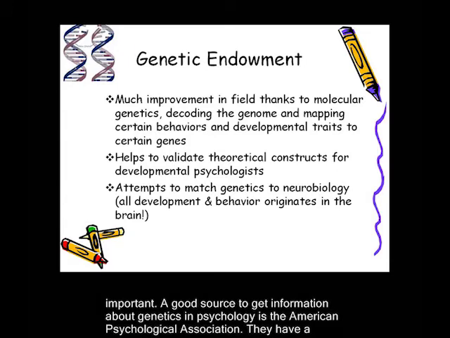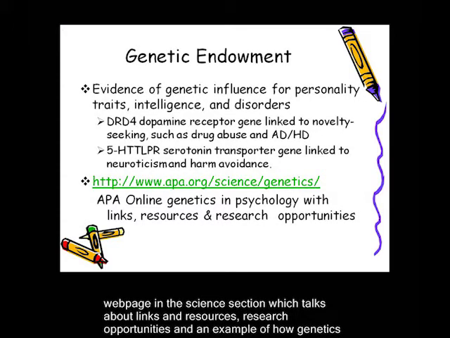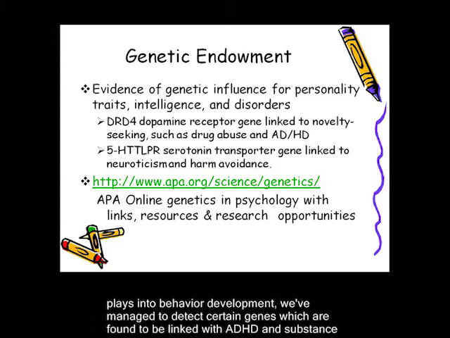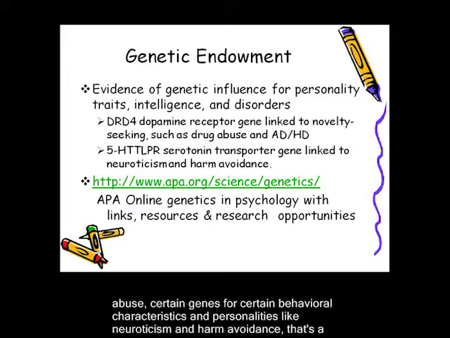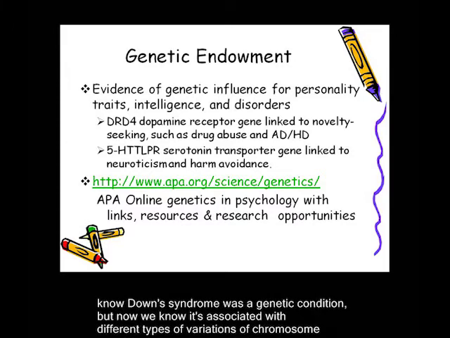A good source to get information about genetics in psychology is the American Psychological Association. They have a web page in their science section which talks about links, resources, research opportunities. And just as an example of how genetics plays into behavior and development, we have managed to detect certain genes which are found to be linked with ADHD and substance abuse, certain genes with certain behavioral characteristics and personalities like neuroticism and harm avoidance, that's the serotonin gene. So as you can see, little by little, we're able to detect, for example, Down syndrome. I mean, in the past, people did not know Down syndrome was a genetic condition, and now we know it's associated with different types of variations of chromosome 21.